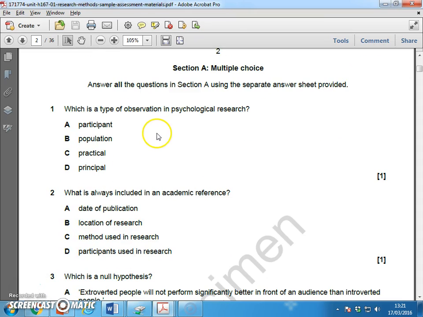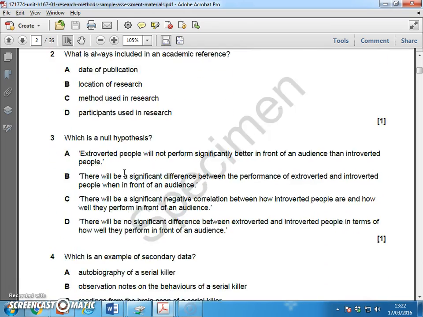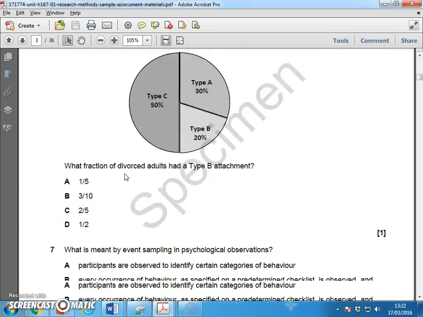Section A, multi-choice, which is a type of observation in psychological research. Just make sure that you only tick 1. Okay, be sure. If you do happen to change your mind and go back, be very clear, right next to it, this is it, ignore this one. Sometimes people tick 2 and are surprised why they don't get the marks there.